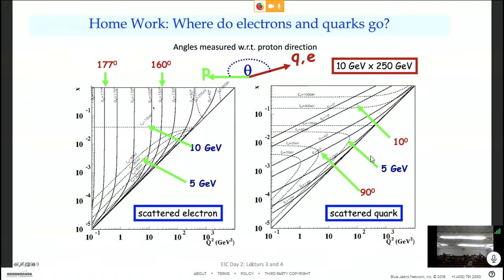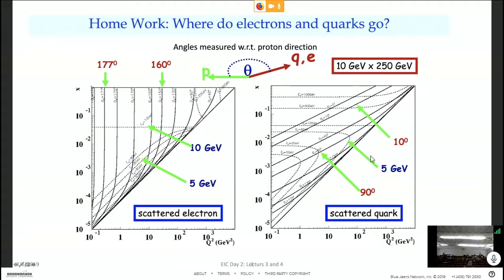And another question I asked: can the scattered electron have energy more than the initial energy? And the answer is clearly yes. You can see that the scattered electron energies are plotted here as dashed lines, which are 9 GeV, 8 GeV, 6 GeV, 3 GeV. They are all here. Then the 10 GeV electron sits out straight like that at a fixed x over a wide q squared range.